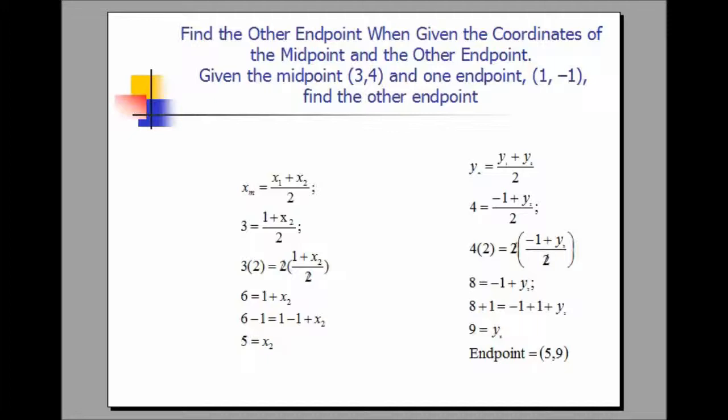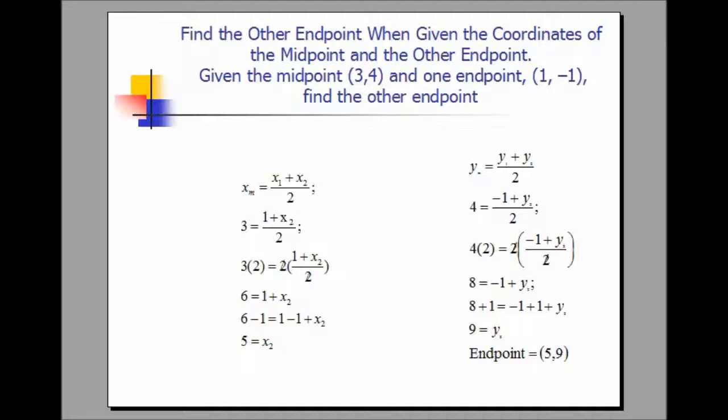Multiply both sides by 2. When we do that, on the left we have 3 times 2. On the right, the 2's cancel. This gives us 6 equals 1 plus x sub 2. Subtract 1 from both sides. This gives us 5 equals x sub 2.